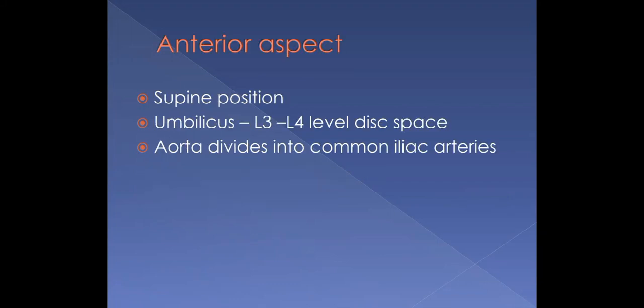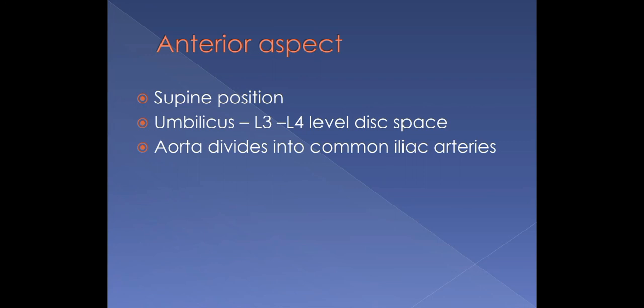While we are palpating the lumbar spine in the anterior aspect, with the patient in the supine position, what are the structures that we will be palpating? We first palpate the umbilicus. The umbilicus lies at the level of the L3, L4 disc space, and it is the point of intersection of the abdominal quadrants. It is also the point at which the aorta divides into the common iliac arteries. So anteriorly we can palpate the umbilicus.